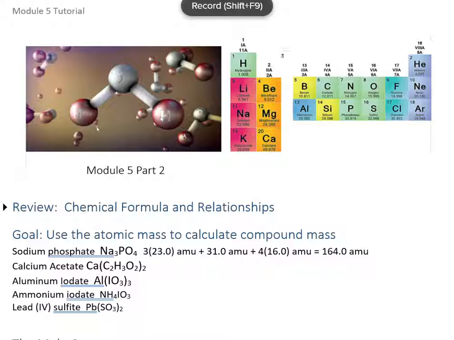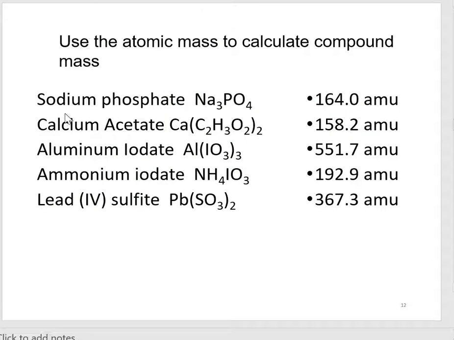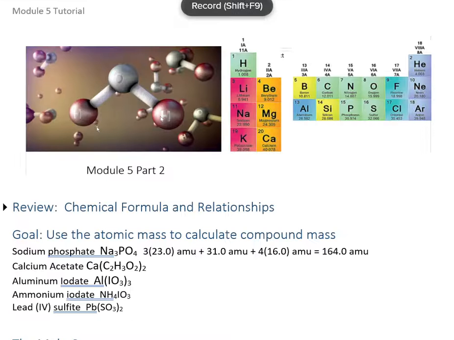All right, now let me show you some answers. There we have the molecular mass of those molecules, the compound mass. And you'll get lots of practice adding up compound mass from atomic mass as we move through the class. So it's worth your time.